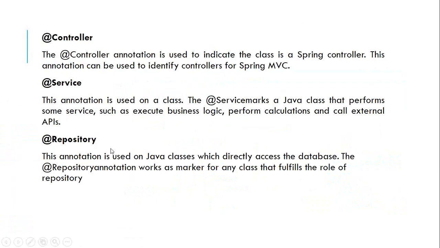Next, we have something called repository. The repository annotation is used on Java classes which directly access the database. It works as a marker for any class that fulfills the role of a repository. So we use JPA repository, and similarly you have CRUD repository. Most of the time, a repository will be an interface only.